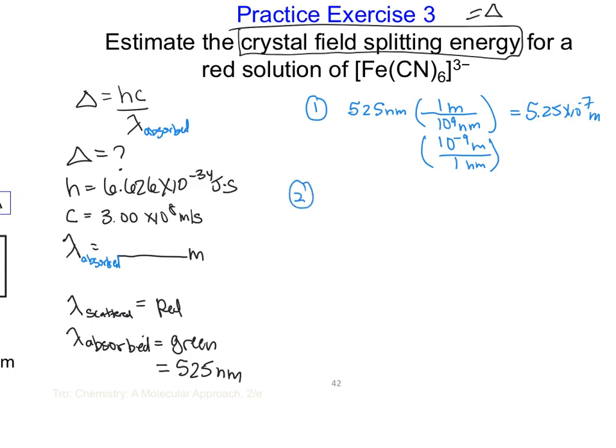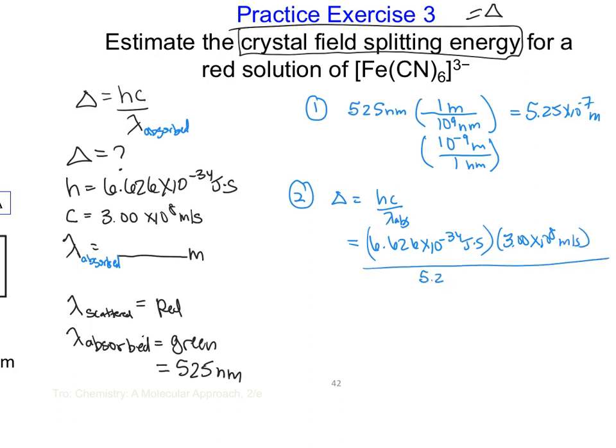And now we're going to use our equation to solve for delta. So delta equals hc over lambda absorbed. So Planck's constant, times the speed of light, divided by our wavelength absorbed in meters. So our crystal field splitting energy comes out to 3.79 times 10 to the negative 19th joules per ion.